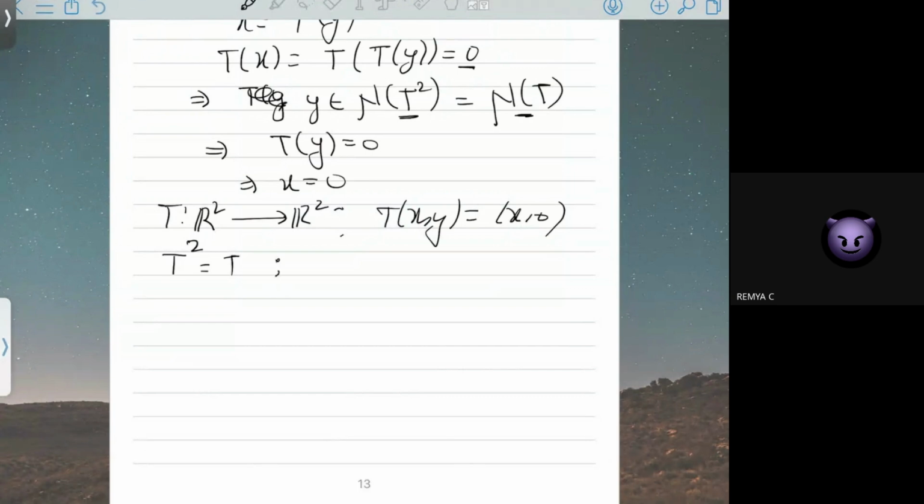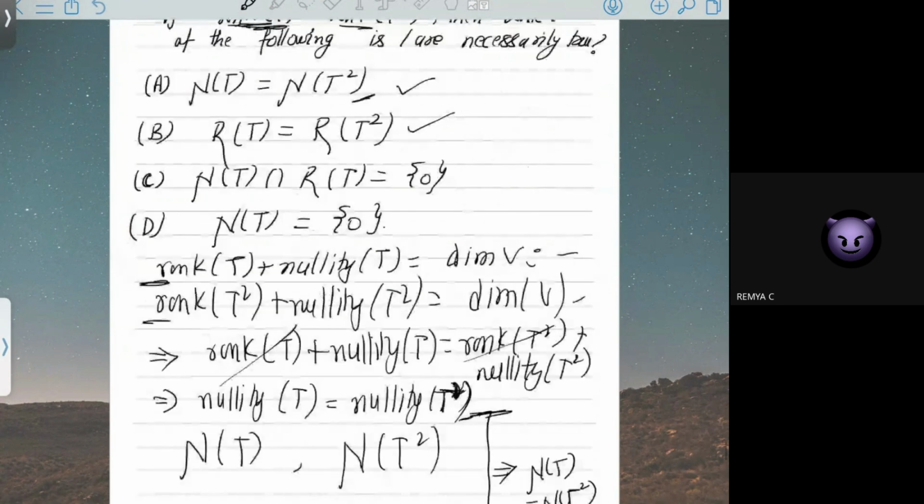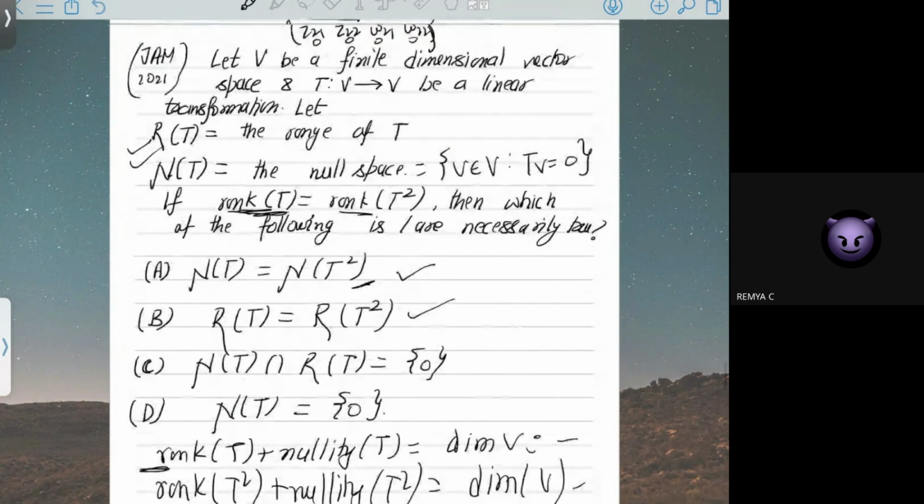And its null spaces: all the vectors of this form, y in R. Right. And how about if we take the zero linear transformation, just the zero map, everything goes to zero? Yes, ma'am, that's also true. Works, no? Yes, ma'am. Okay.